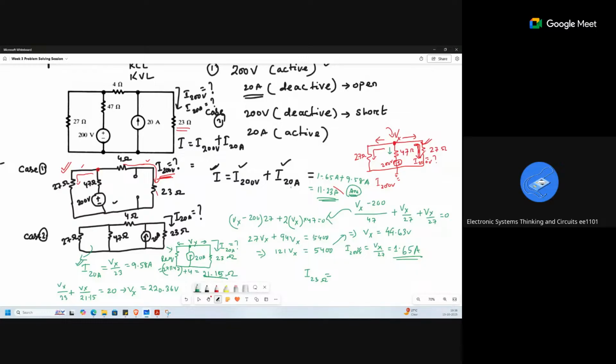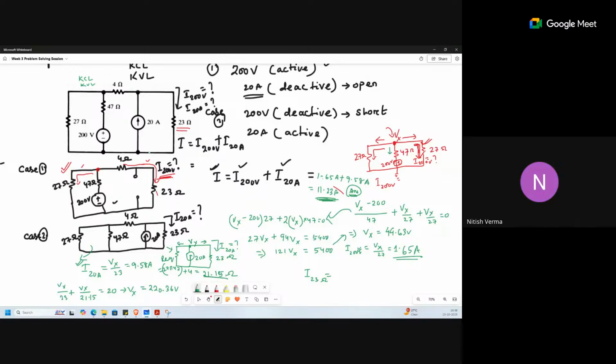So this same question, I will just suggest you try by yourself by using KCL or KVL, and you check the answer is coming the same. Then you can understand that this is the lengthiest method whenever you are going for the superposition.